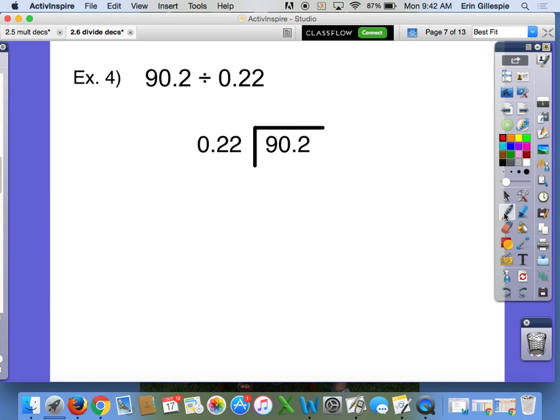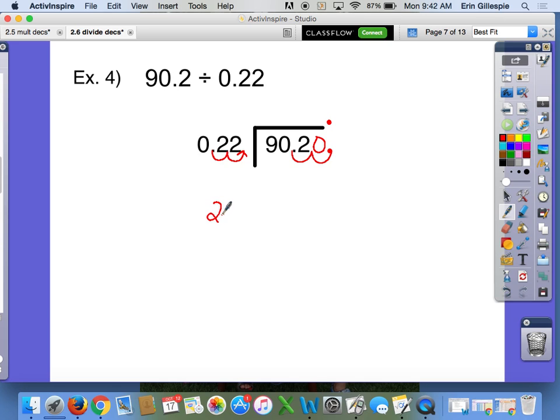You should have gotten this. So 22 hundredths is your divisor, and 90 and 2 tenths is your dividend. Let's move it over, move it over, move it up. We need to move it over twice. When I move it over twice here, that's past my number. Uh-oh, what do we do? Fill in that empty egg carton with a 0. Bring that 0 up to your quotient.